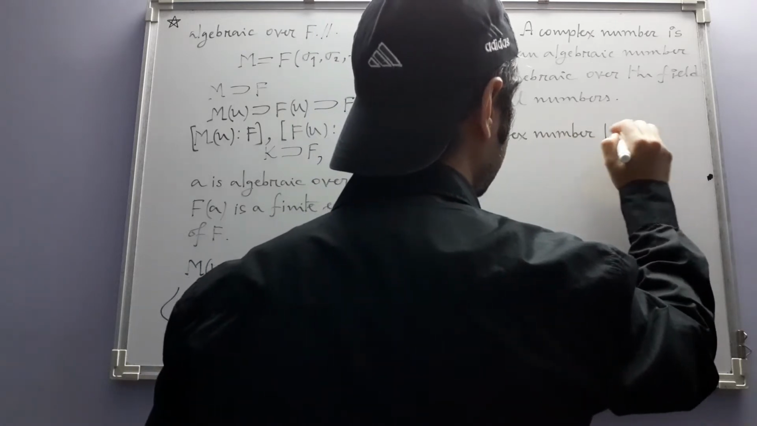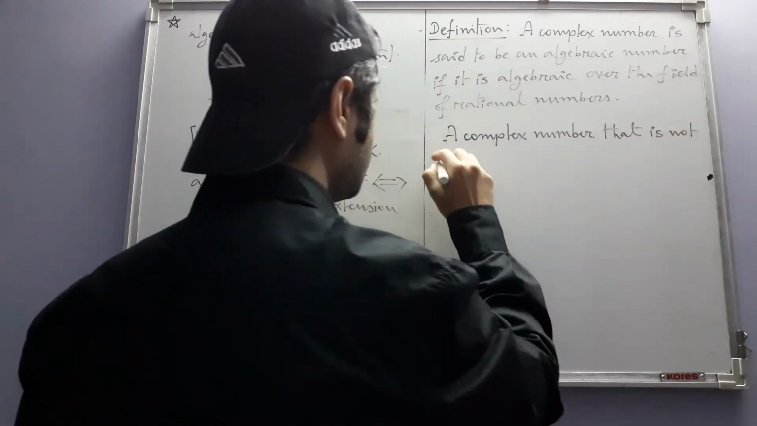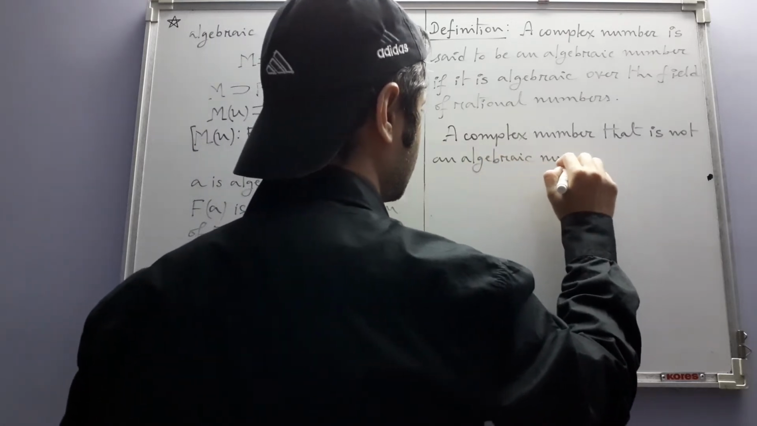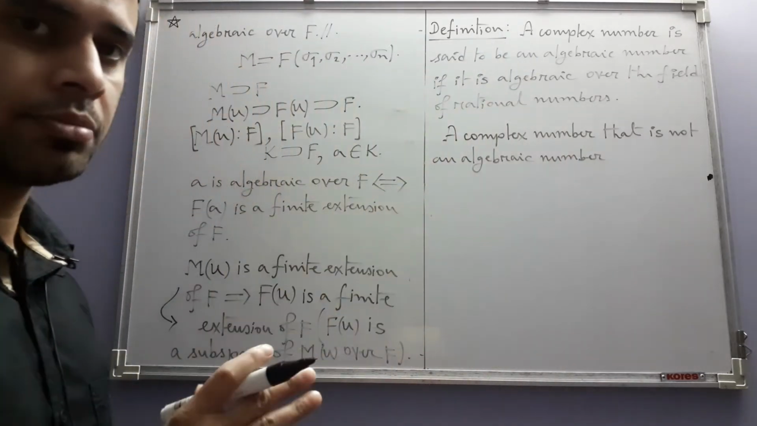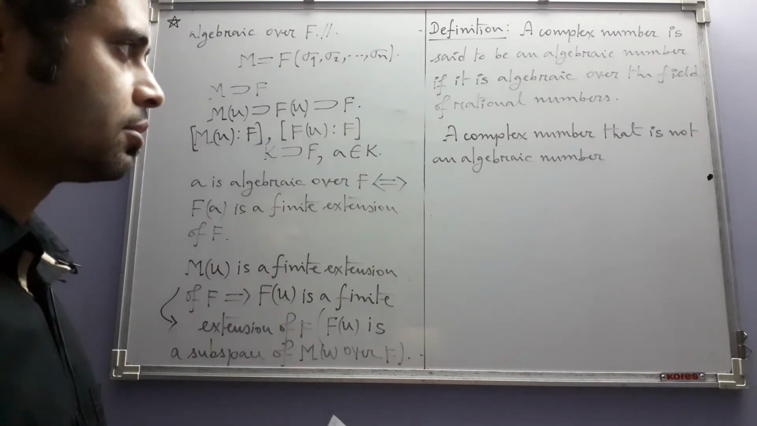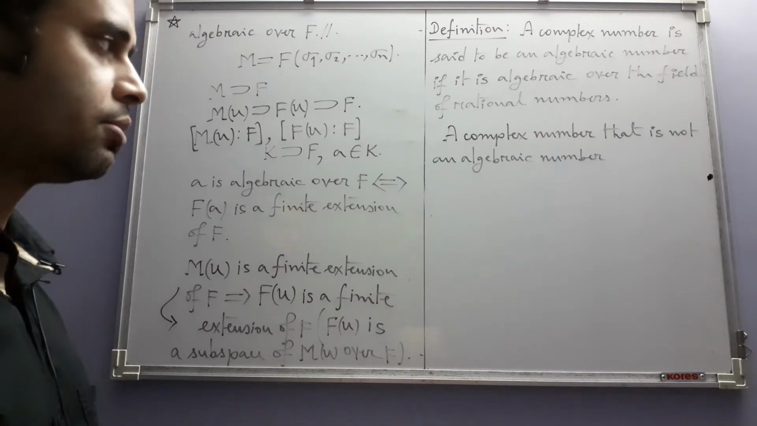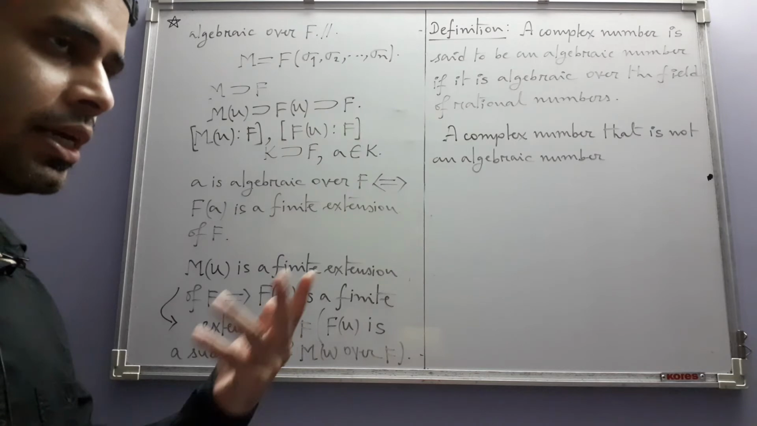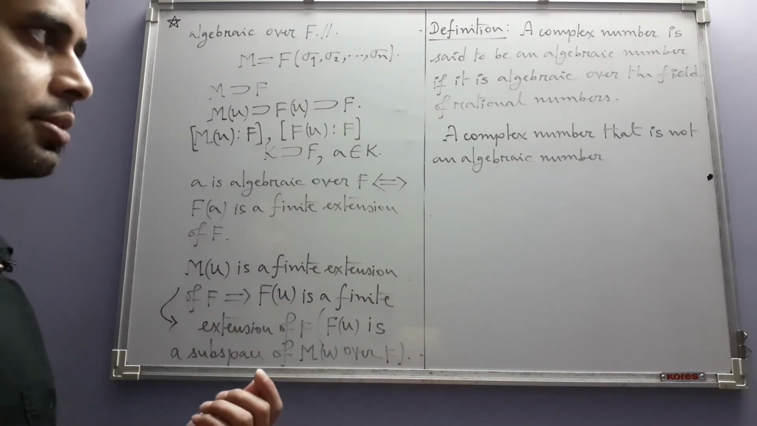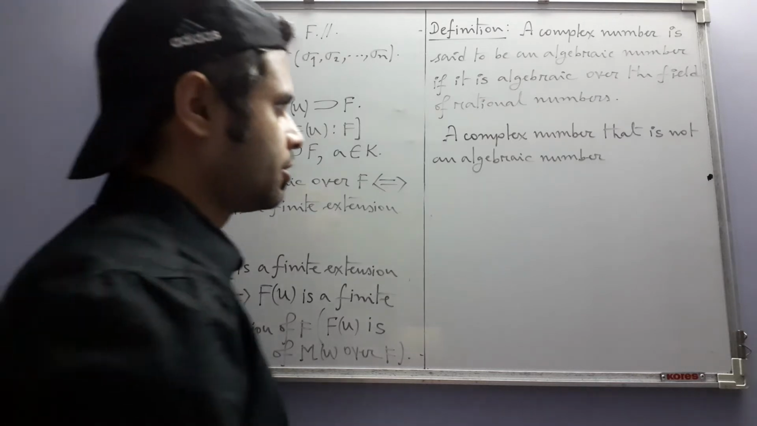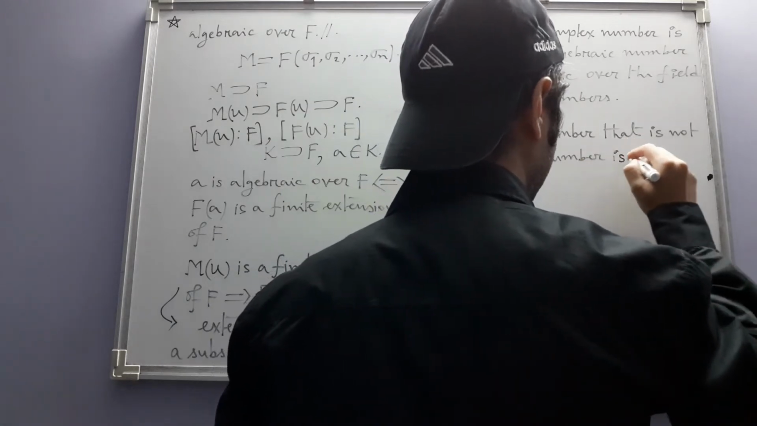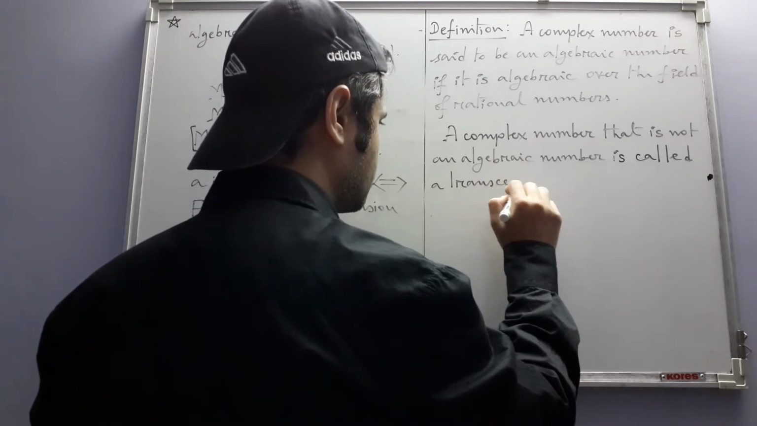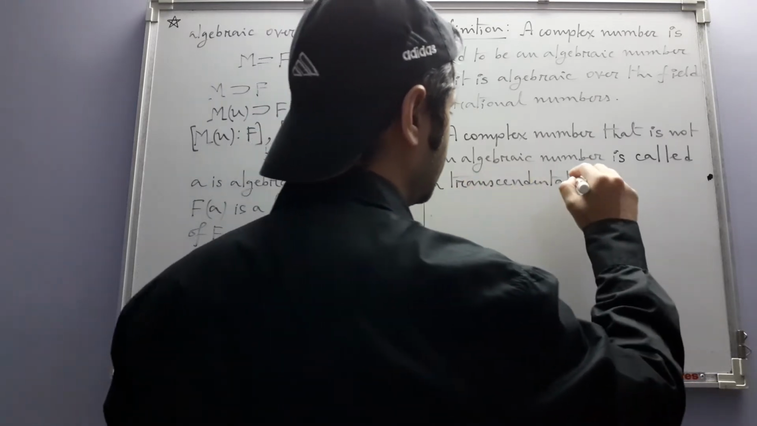A complex number that is not an algebraic number. Since the words "algebraic number" are a noun, when we use the word algebraic as an adjective without saying anything more about over which field, you have to assume that it's over the field of rational numbers. So a complex number that is not an algebraic number is called a transcendental number.